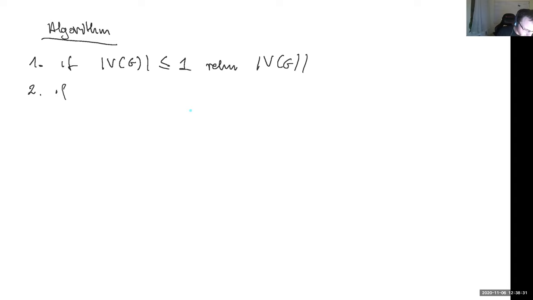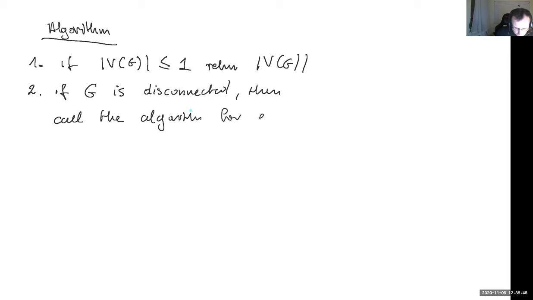The second step is the following. If G is disconnected, then call the algorithm for each connected component. And of course, I return the sum of the instances. Yeah, my graph is disconnected, so the largest independent set is the union of largest independent sets in those components. So again, this should be clear that this is a safe step.